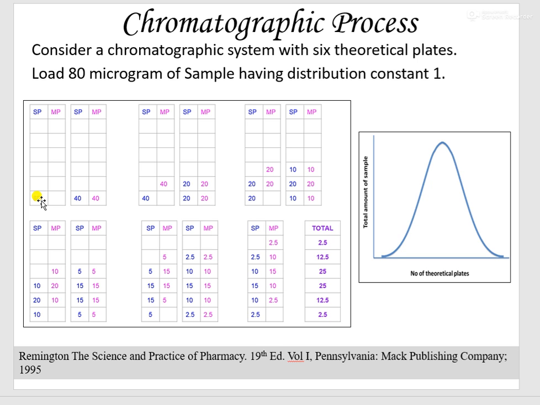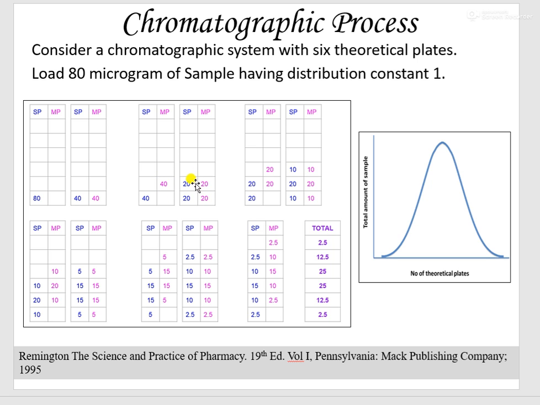sample is loaded on the stationary phase, what happens when it comes in contact with the mobile phase? As the distribution constant is 1, the sample will be equally distributed between stationary phase and mobile phase. So here the 80 microgram will be equally distributed. The amount of sample in stationary phase is 40, and in mobile phase also the amount of sample is 40. Now the mobile phase is moving. So the mobile phase will carry this 40 microgram to the next theoretical plate.